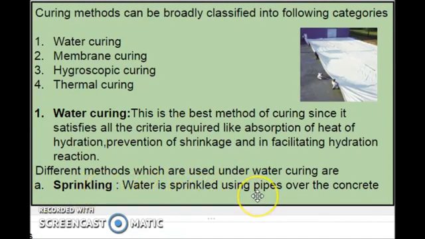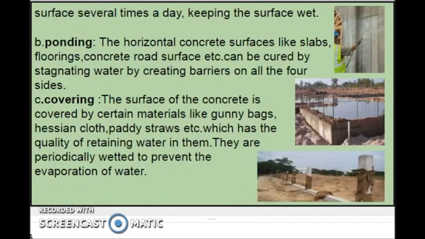Water is sprinkled using pipes over the concrete surface several times a day, keeping the surface wet. Just see here, this is called sprinkling.